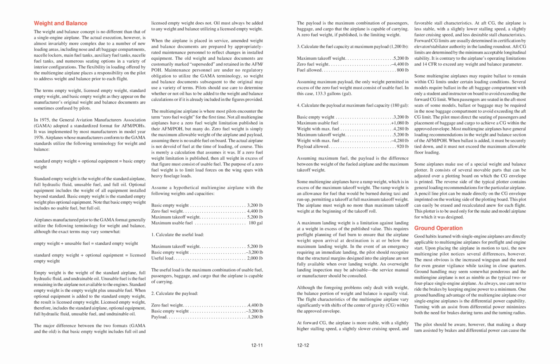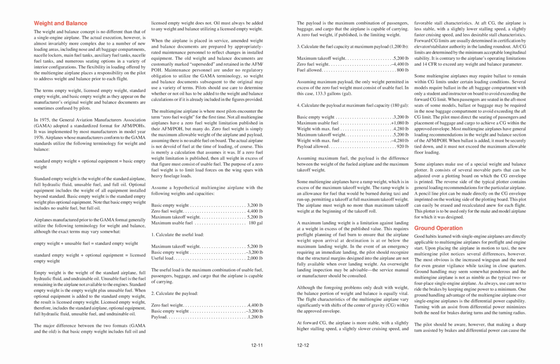Airplanes whose manufacturers conform to the GAMA standards utilize the following terminology for weight and balance. Standard empty weight plus optional equipment equals basic empty weight. Standard empty weight is the weight of the standard airplane, full hydraulic fluid, unusable fuel, and full oil. Optional equipment includes the weight of all equipment installed beyond standard. Basic empty weight is the standard empty weight plus optional equipment. Note that basic empty weight includes no usable fuel, but full oil.